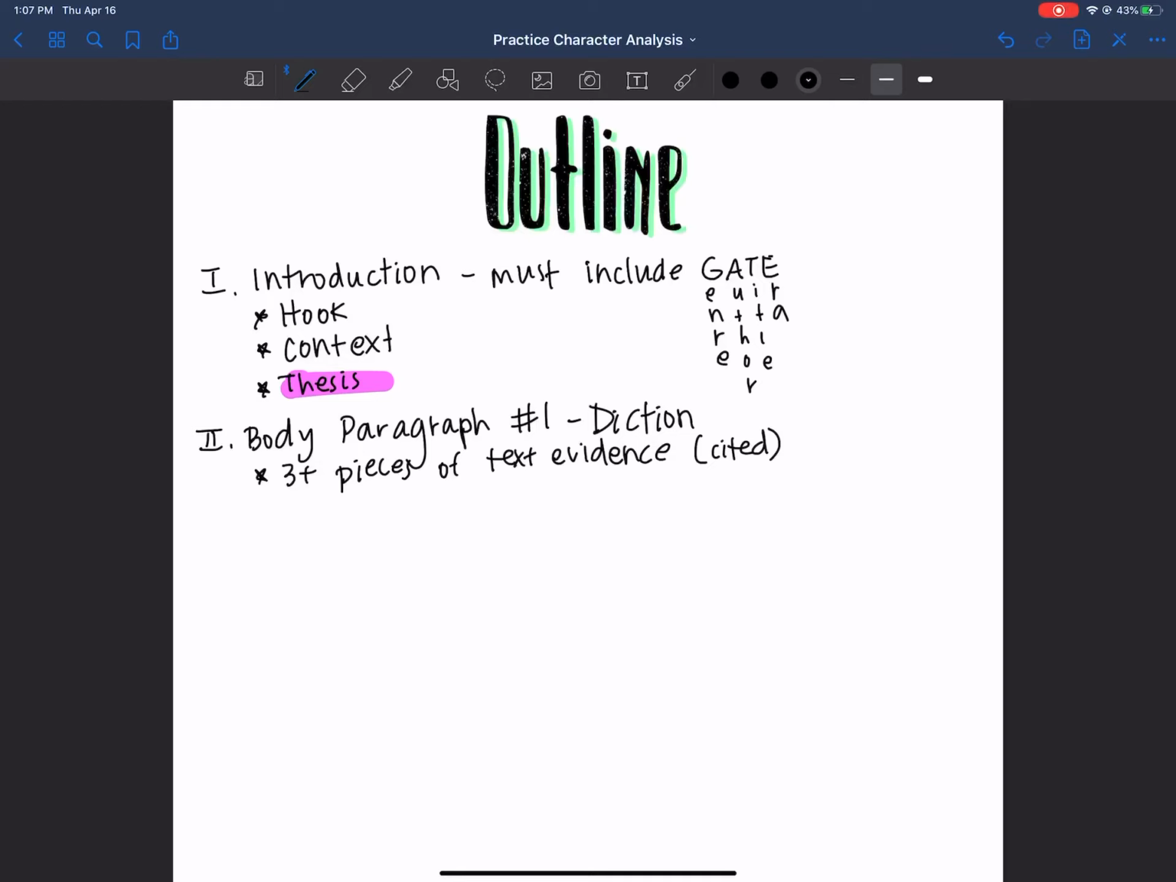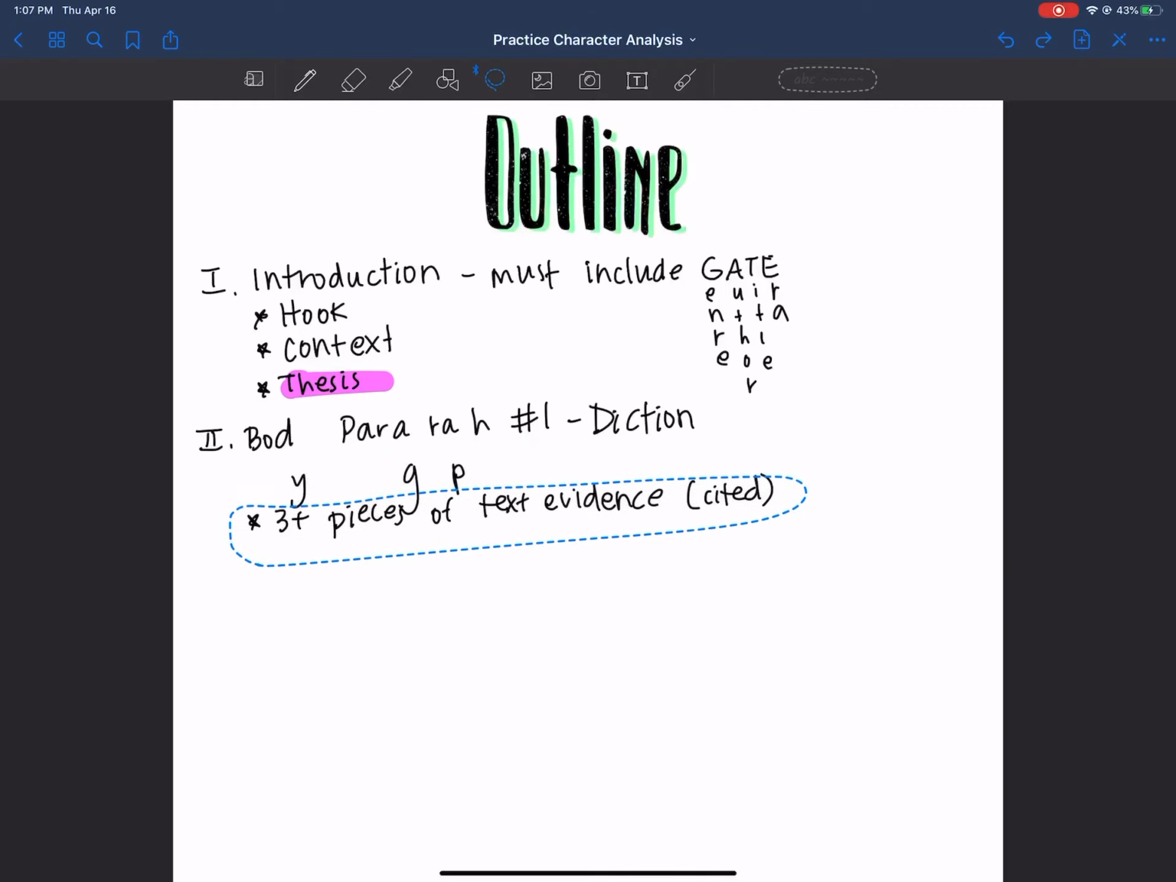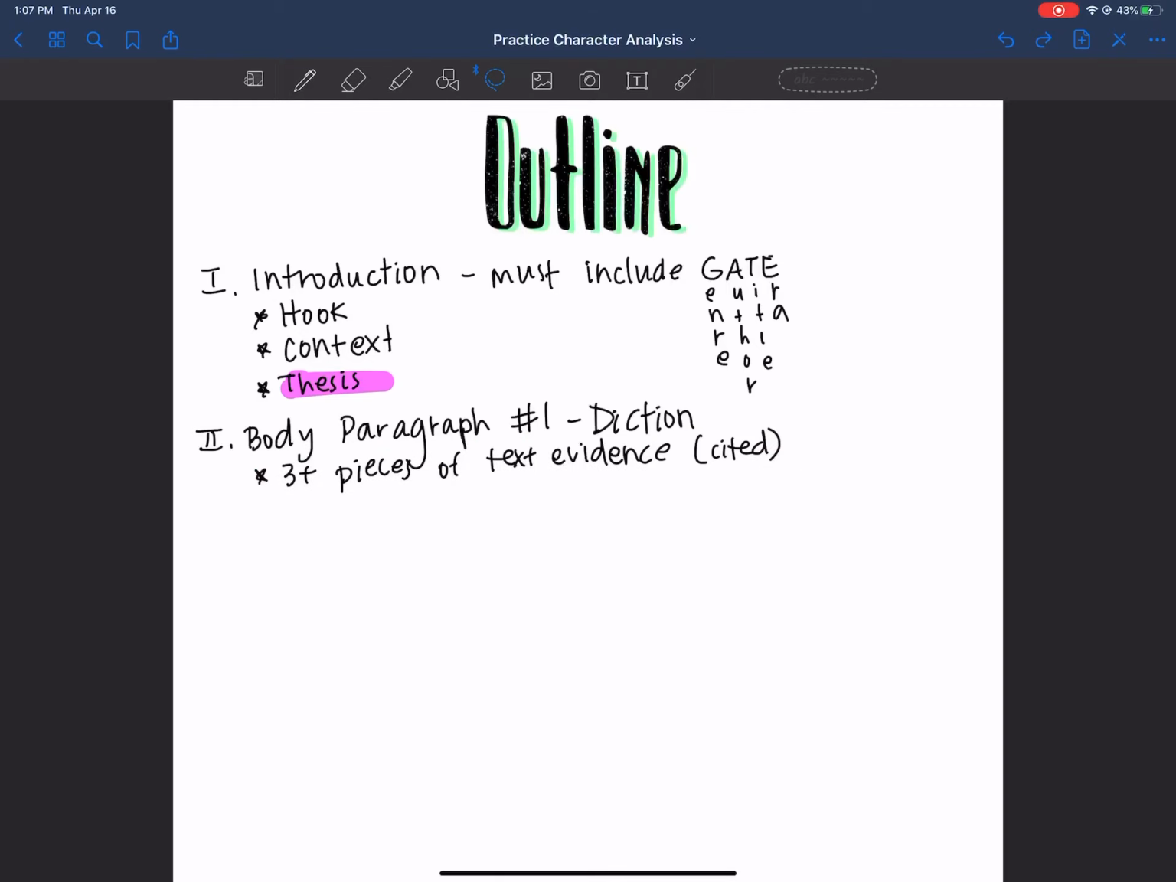Okay, so with that, I forgot, duh. Before that, let's just move this. No! Okay, whatever, we're just going to add it underneath. You have to have a topic sentence. And that should go before your evidence. Topic sentence is going to be like a mini thesis. And it introduces whatever you're talking about in that body paragraph. So in this case, it would be diction.